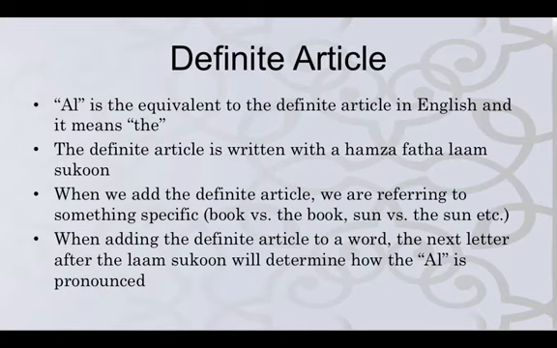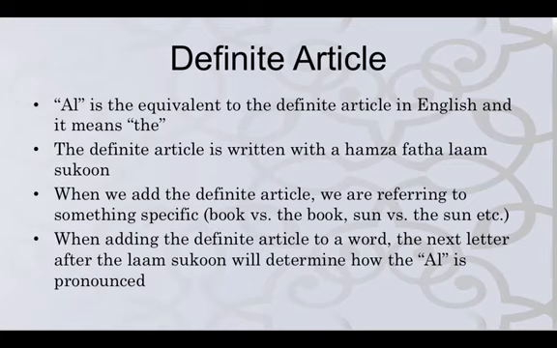Before we get into the sun letters and the moon letters, we have to talk about what is called the definite article in Arabic. Now, what is the definite article in Arabic? Al, denoted by AL, is the equivalent to the definite article in English. Now, what is the definite article in English? The definite article in English is the. The is the definite article in English, and therefore al in Arabic also means the.